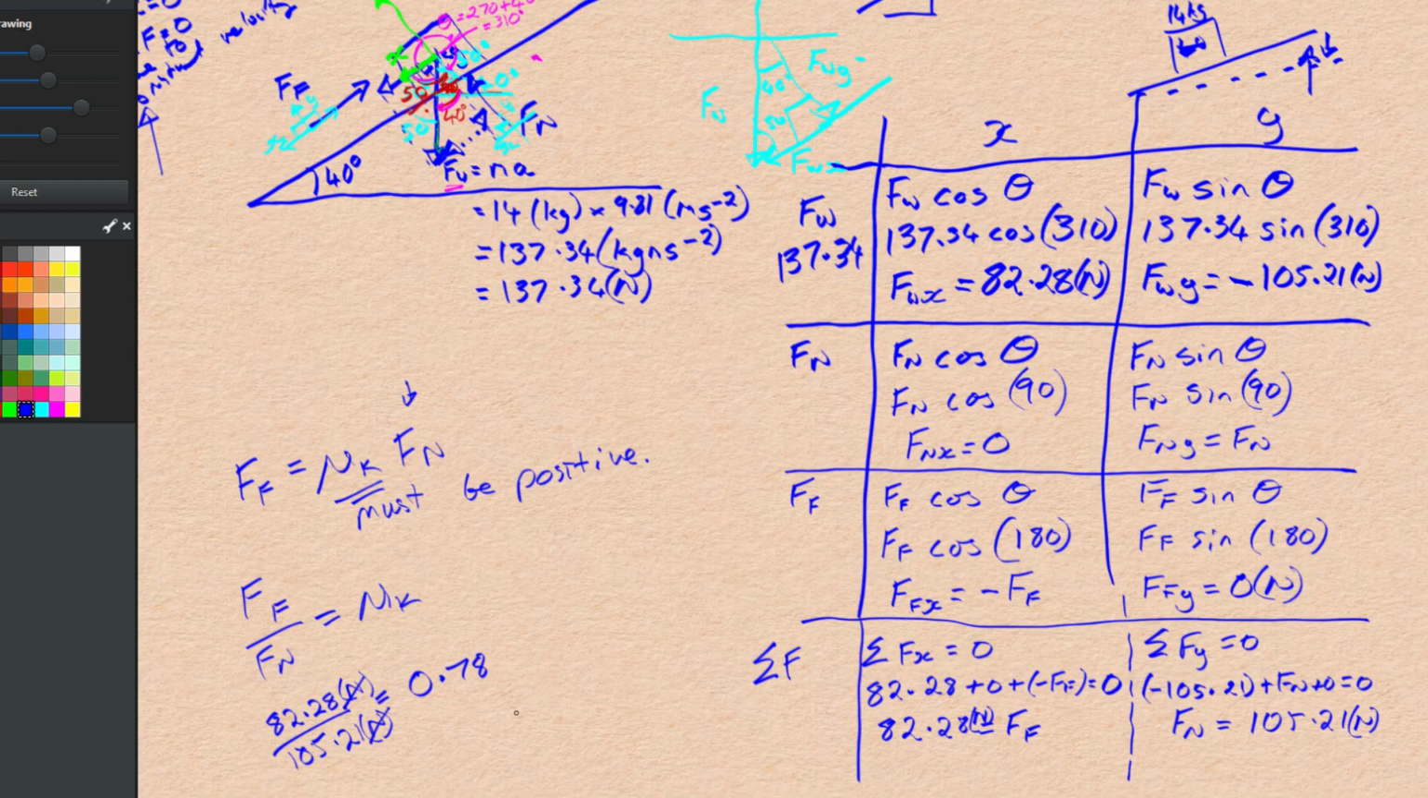So that's our answer. We would say mu k was found to be, or our friction coefficient, 0.78.